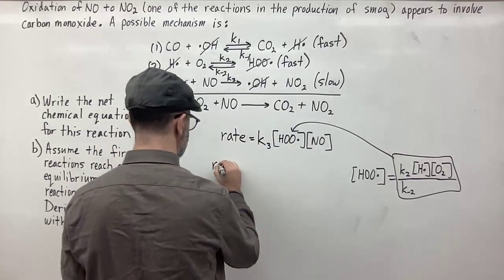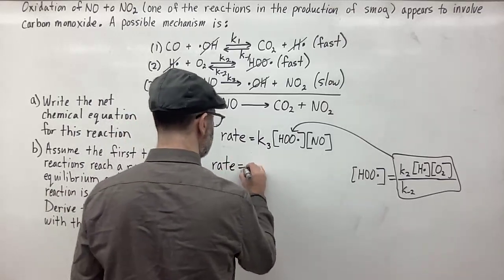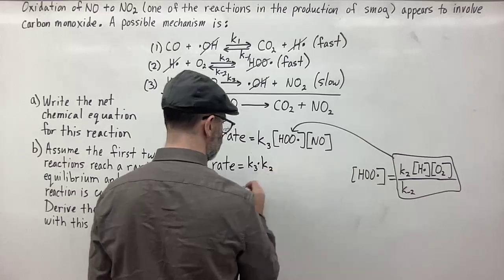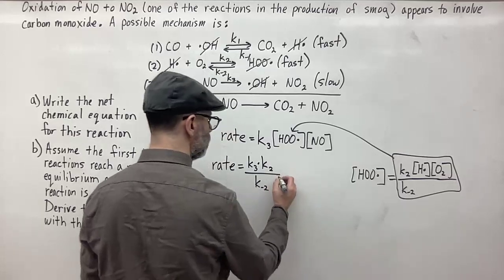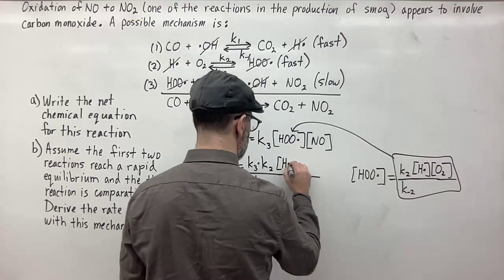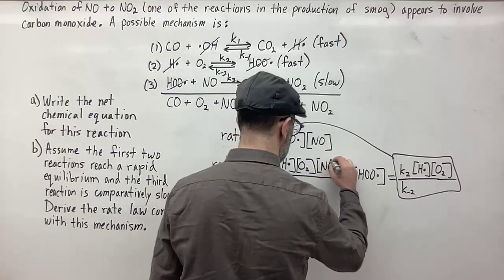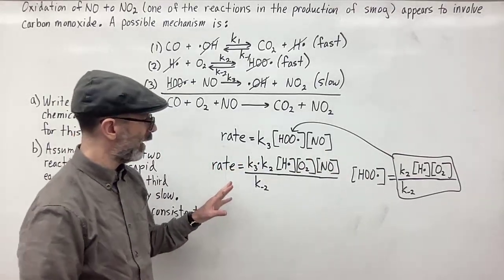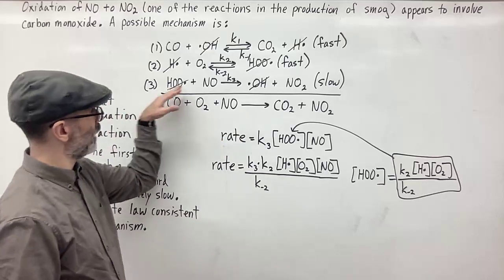So we'll have the rate. So the rate is going to be equal to, so we'll have K2 here, so it's going to be K3 times K2, and then we have K negative 2 on the bottom, so K negative 2 times H radical times O2 concentration times NO concentration. So now here's the new formulation of the rate law for this reaction here, based on the slowest step.